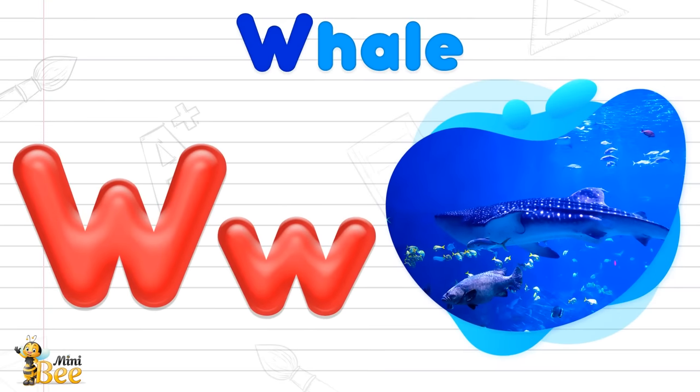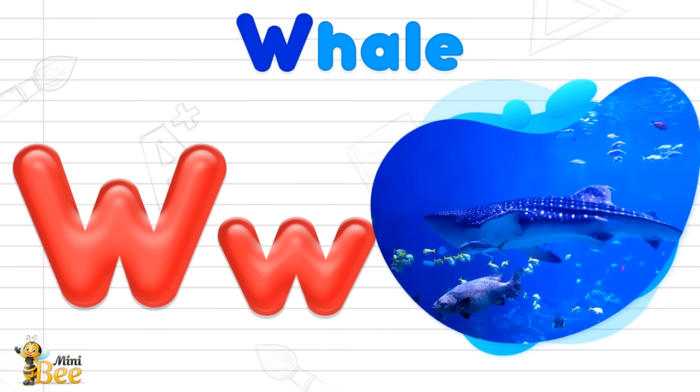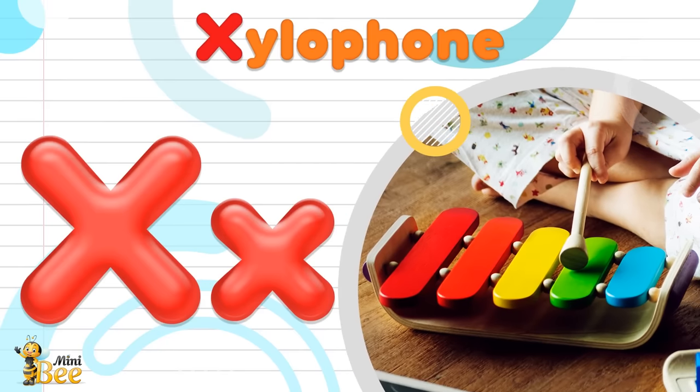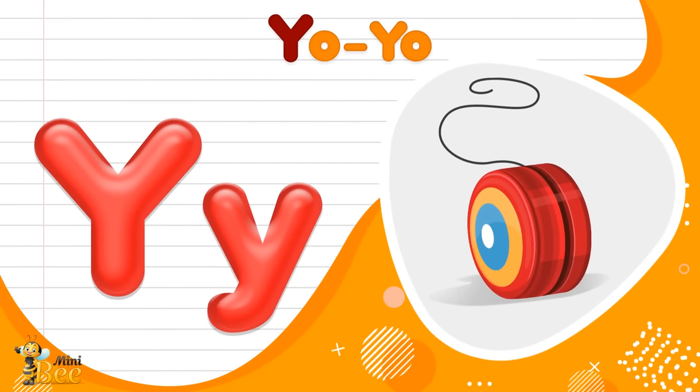W, whale. X is for xylophone. X, xylophone. Y is for yo-yo. Y, yo-yo.